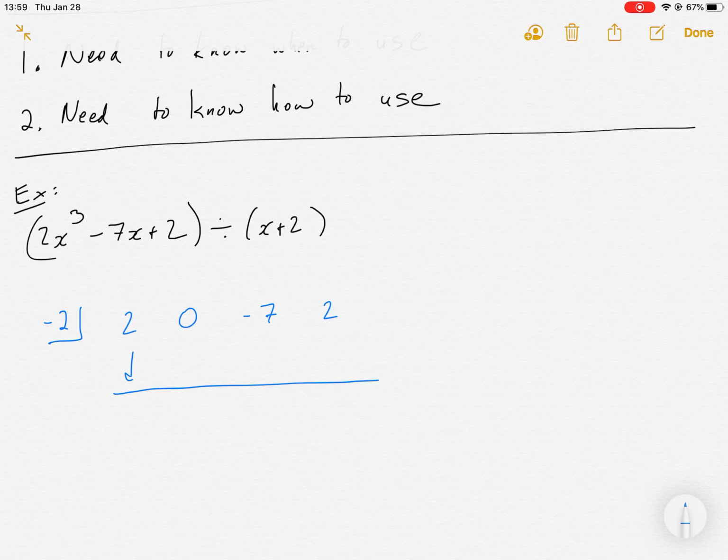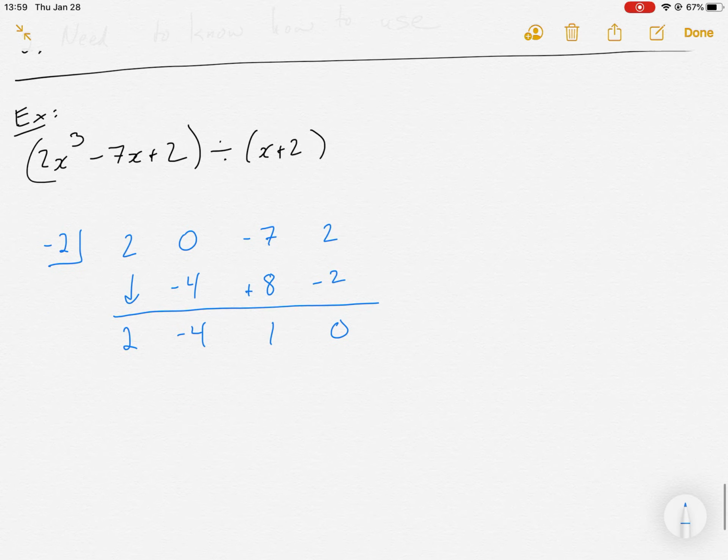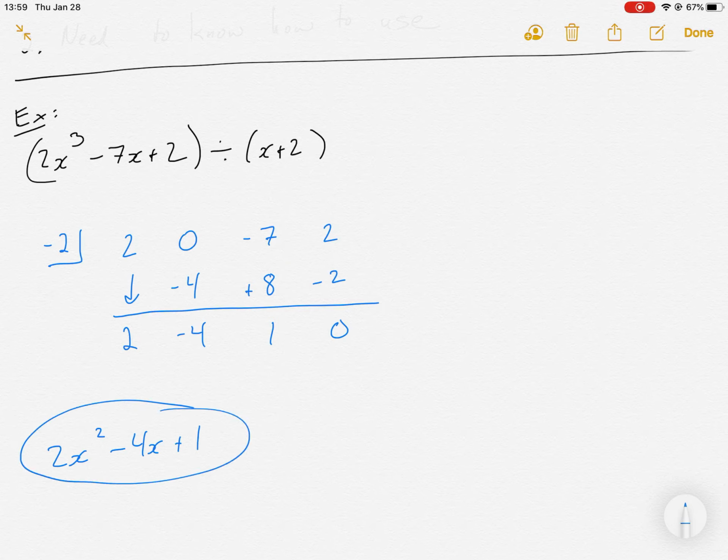I'm going to put the line down below. We'll go ahead and start doing this. 2 times negative 2 is negative 4. 0 minus 4 is negative 4. Negative 4 times negative 2 is positive 8. If I add those, I get 1, and then 1 times negative 2. So the remainder in this case is 0. That's kind of cool. And then my final answer would be 2x squared minus 4x plus 1. And we would be done.